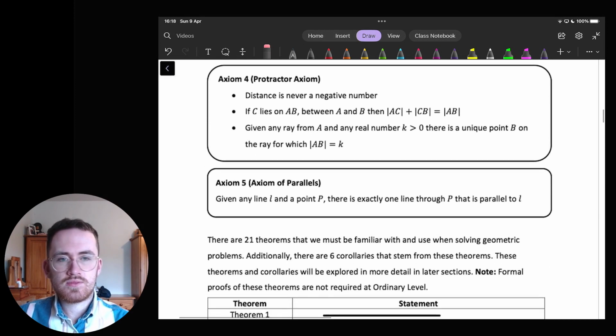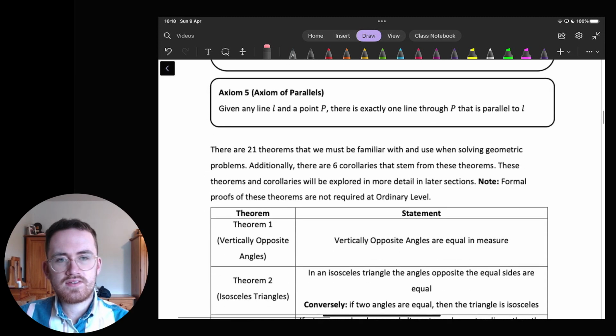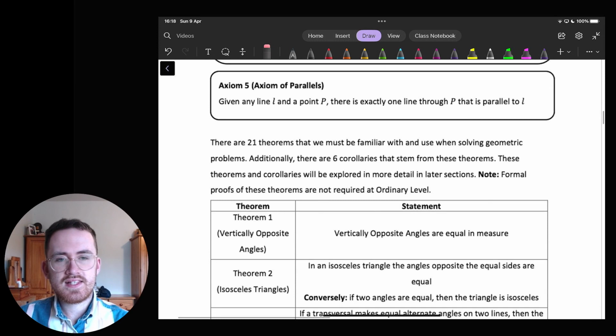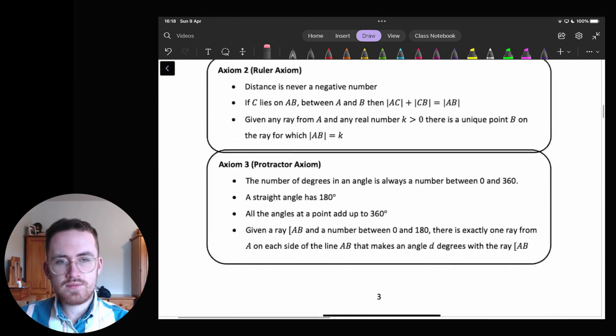Axiom 4, sorry, is not the protractor axiom. Let's skip over it. Axiom 5 is our axiom of parallels, and that is that given any line L and a point P, there is exactly one line through P that is parallel to L. Straightforward enough. So given any line L and any point P, there's another line through this point P that would be parallel to the line L. We can only have one of those lines.